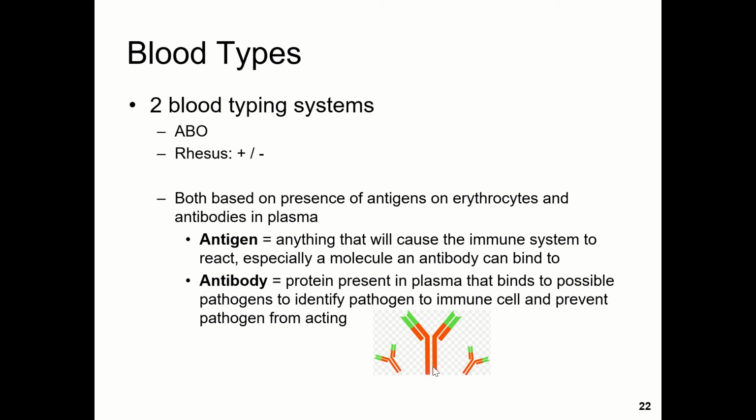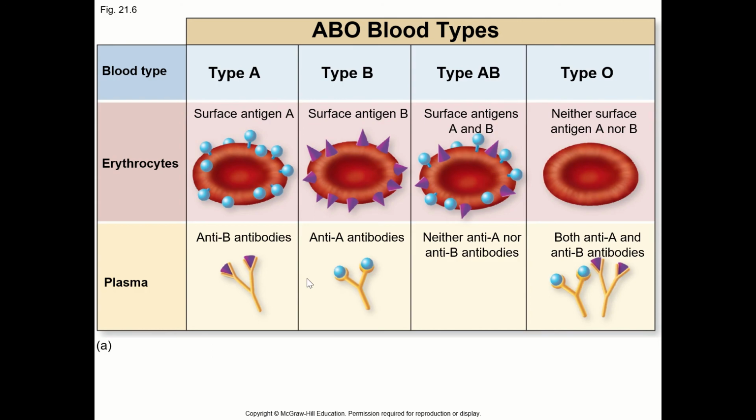They can also, by binding to the white blood cells, initiate phagocytosis by the white blood cell. So the white blood cell binds to this, engulfs the whole thing, including the antigen, which is a pathogen potentially. And then that starts a whole other immune reaction that we will come back to when we do the lymphatic system. Okay, so we've got antigens, which are the molecules on the red blood cells, antibodies, which are proteins circulating in the blood plasma. Okay, so let's look at the ABO blood types.